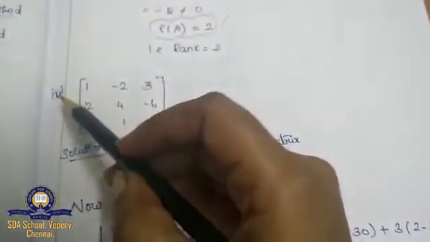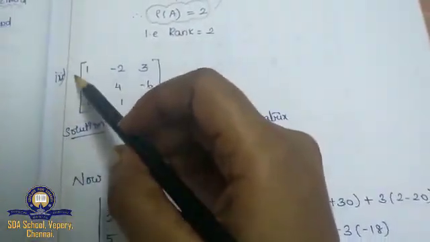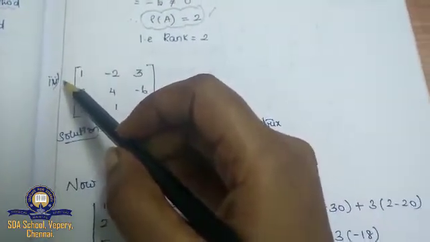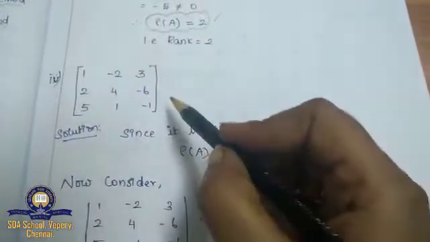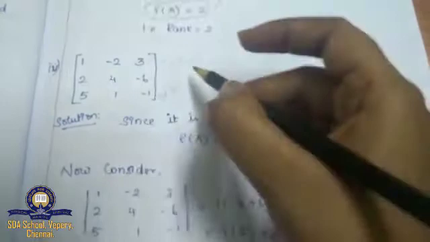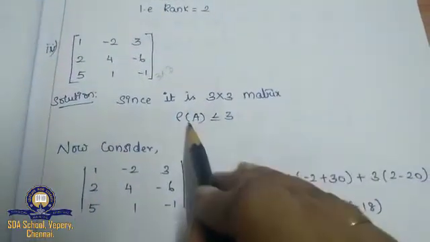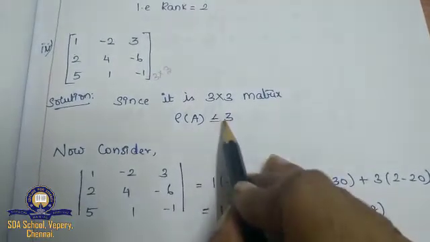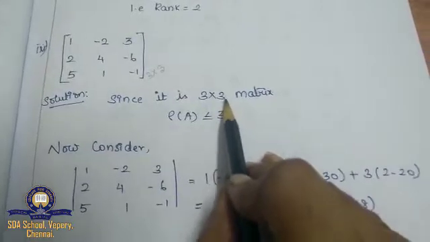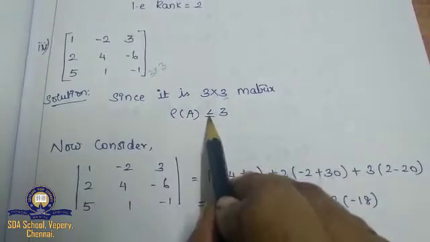Now see the fourth subdivision. Do the third subdivision on your own. I am going to do the fourth subdivision. The third subdivision is the same as your previous subdivision. So for the fourth, see, what matrix is this? 3 cross 3 matrix, as I said before, right? Since it is a 3 cross 3 matrix, what will rank of A be? Less than or equal to 3. So you have to take only the column number, not the row, the column. So rank of A is less than or equal to 3.